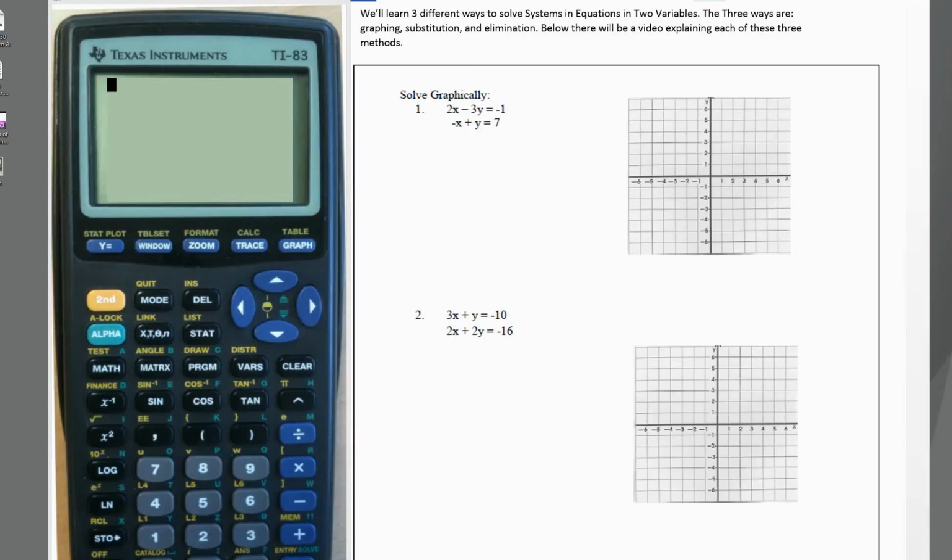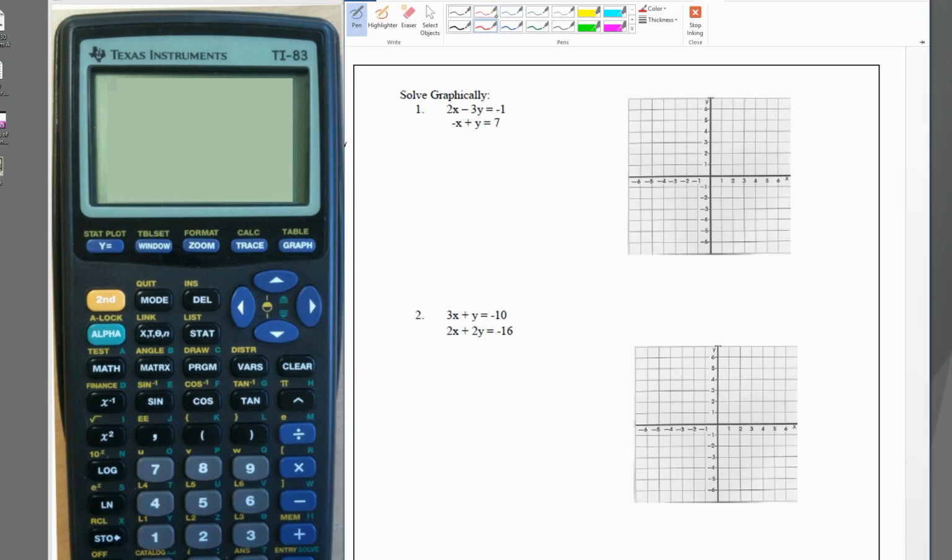We have three different ways that we're going to learn how to solve systems of equations in two variables: graphing, substitution, and elimination. In this first video, we're going to talk about how to solve them by graphing them. And remember, the solution is going to be where they intersect. We'll start off by doing it by hand, and then we'll also do it with our calculator.